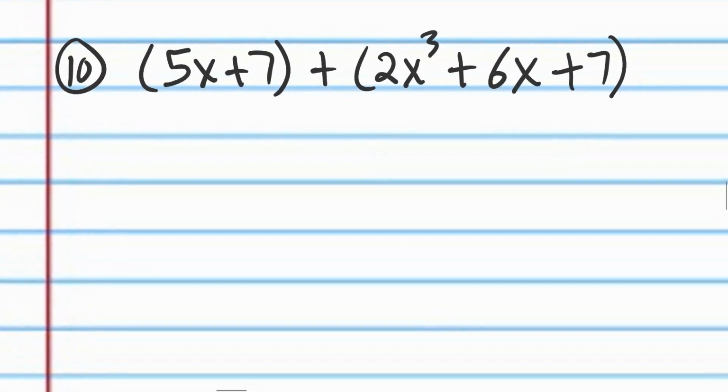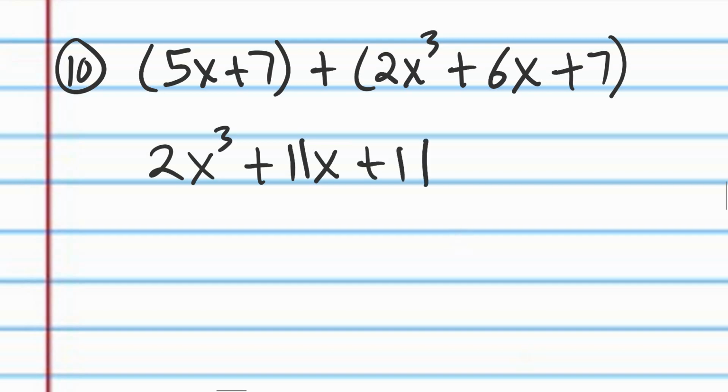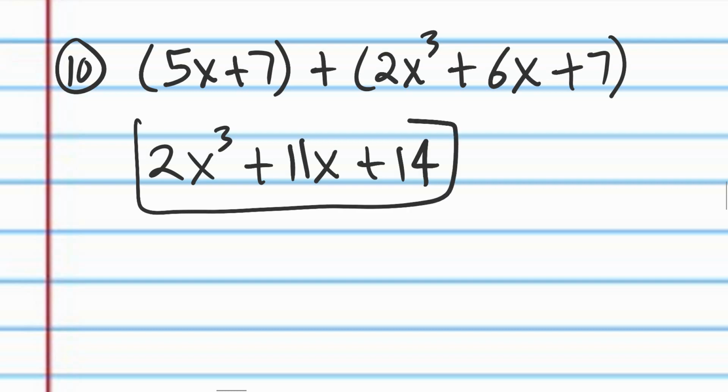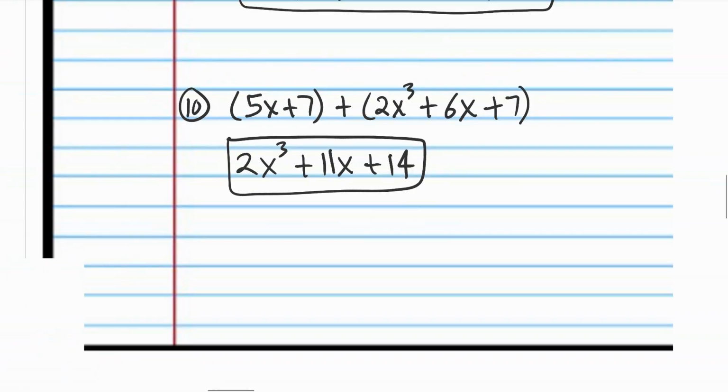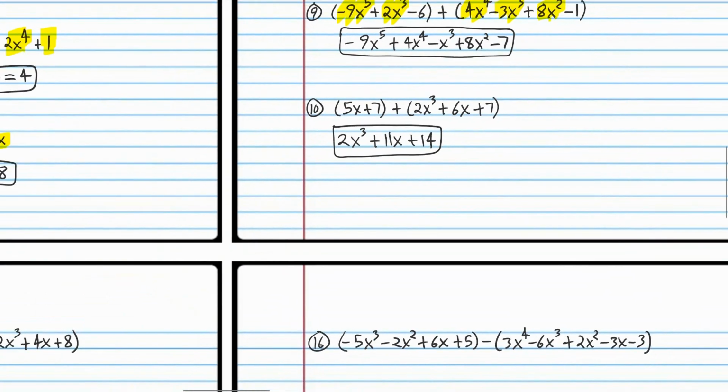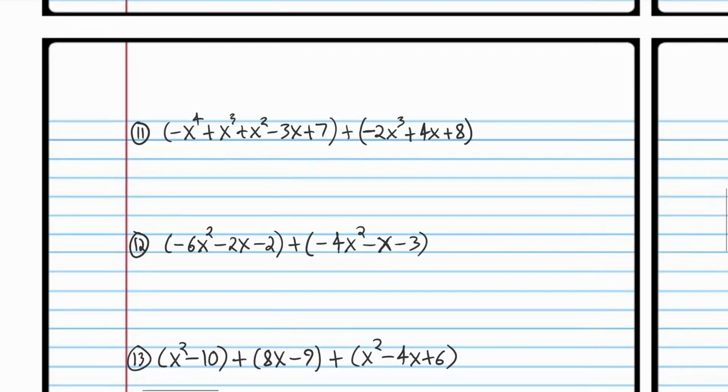All right, we're back. So here we have the greatest power, so we're going to just go ahead and write that. And then we have 6x and 5x, so we get 11x. And then 7 plus 7 is 14. And that should be the answer. Let me double check there. It looks like everything's correct. Right. So we got that answer. Good job. All right, on to number 11.